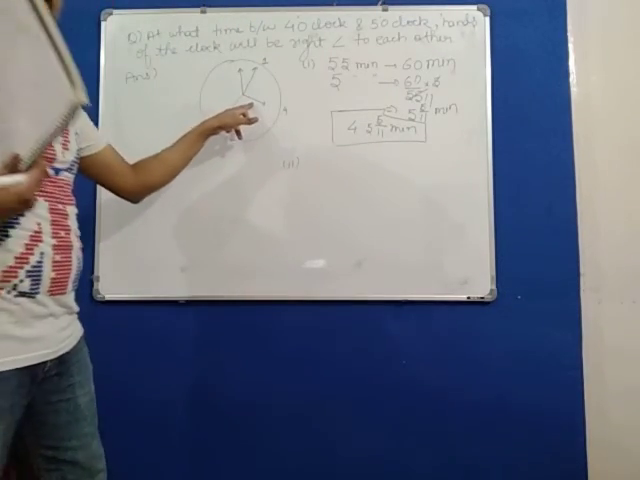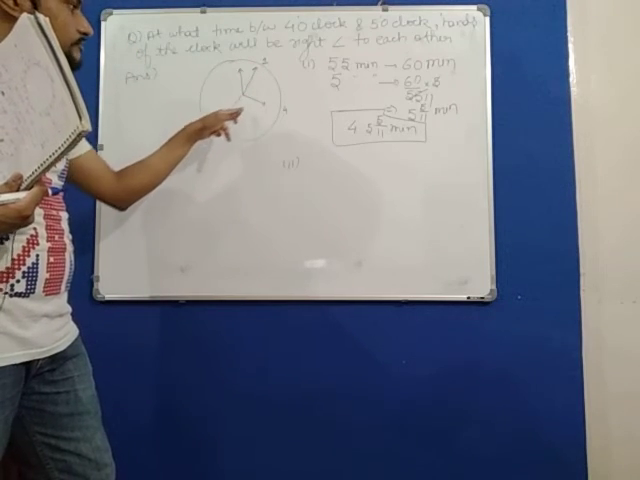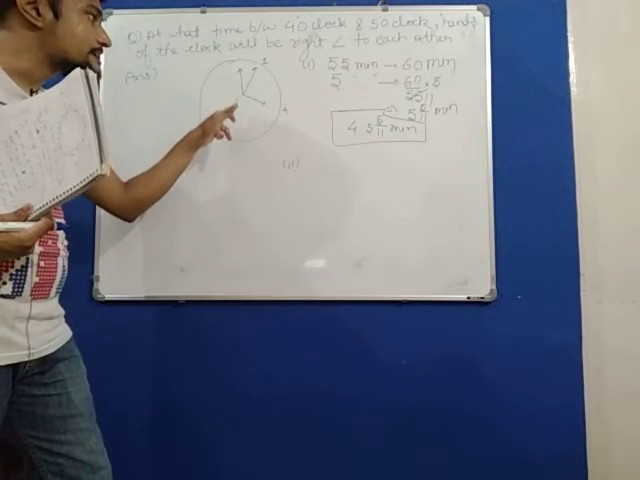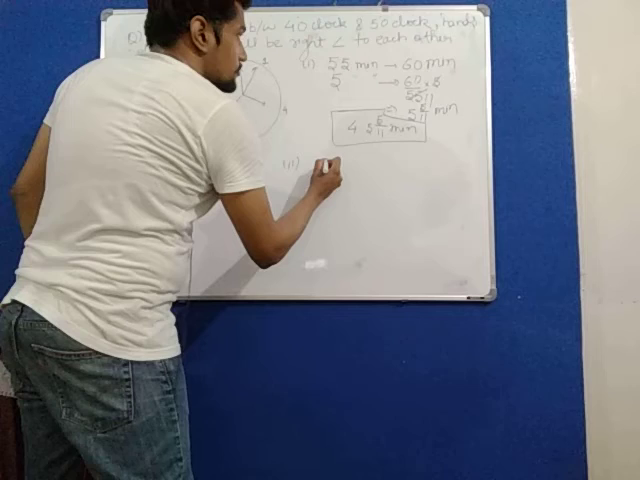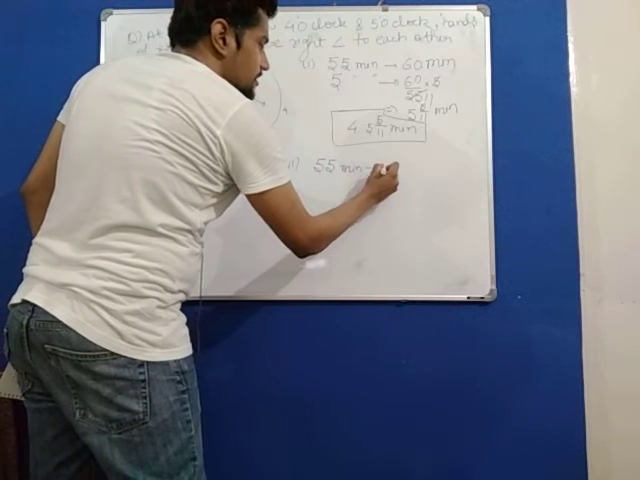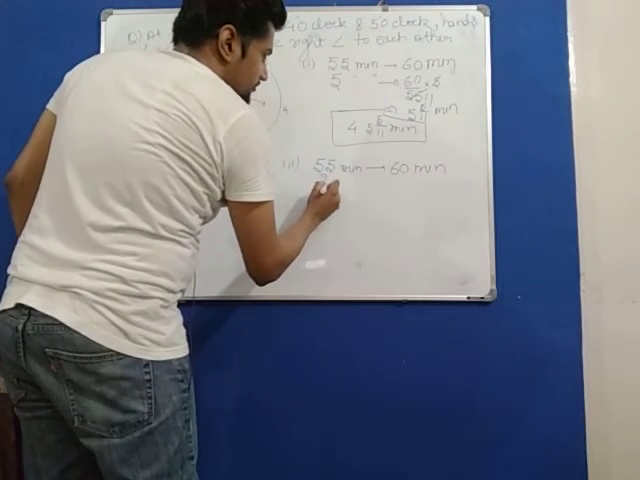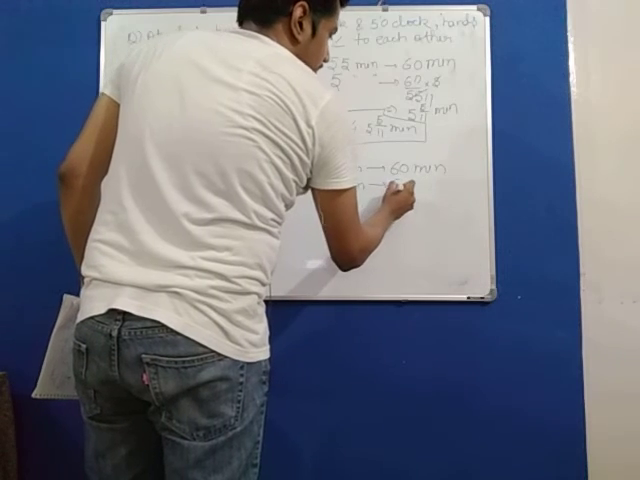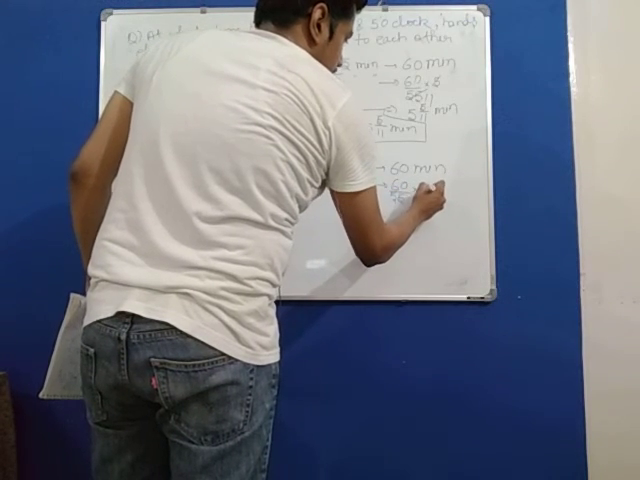This will be the first solution, and the second solution will come when we assume that the hour hand is constant at 4 o'clock but the minute hand moves from 12 o'clock position to 7 o'clock position, that is, it travels a total of 35 minute spaces. So 55 minute spaces are gained by the minute hand in 60 minutes. So 35 minute spaces will be gained by the minute hand over the hour hand in 60 by 55 into 35 minutes.